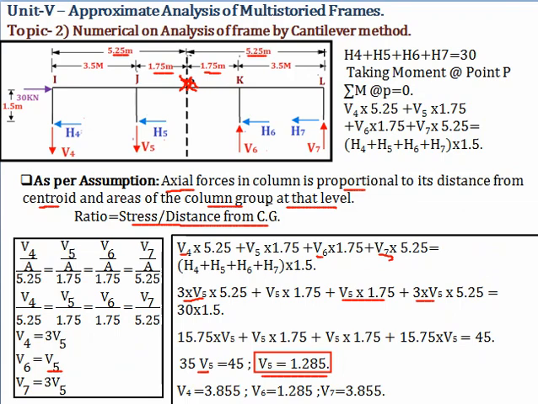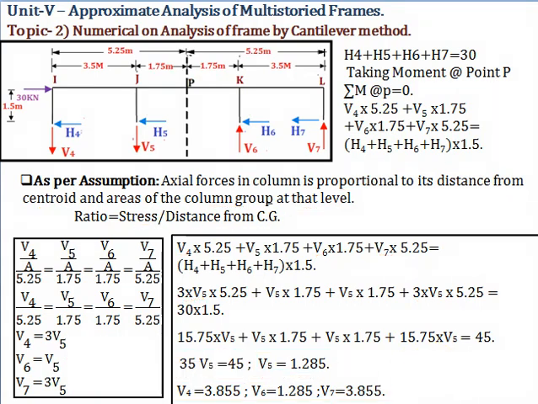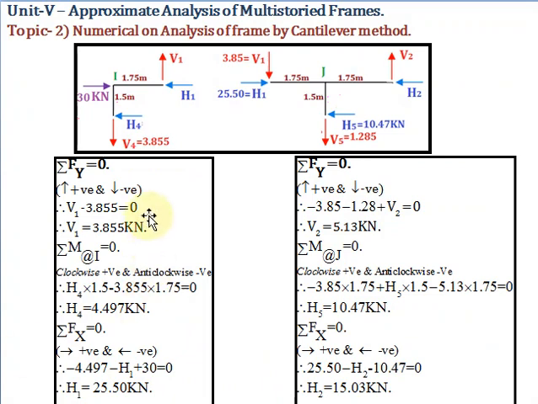Putting the value of V5 here, we'll get the value of V4, the value of V6, and the value of V7. The value of V4 is 3.855, the value of V6 is 1.285, and the value of V7 is 3.855. Now the next step is to draw the free body diagrams of the joints of the upper story.